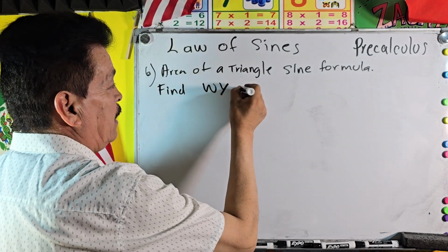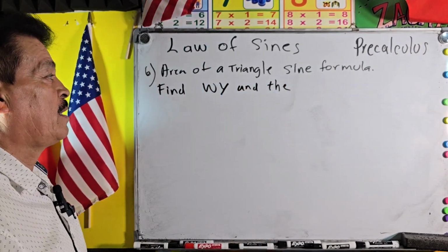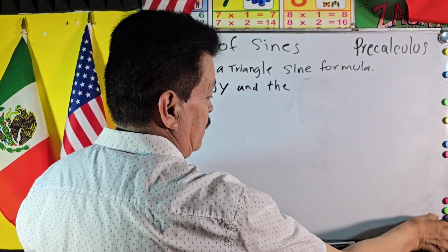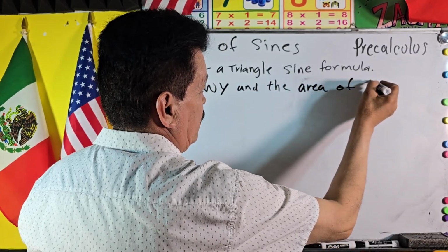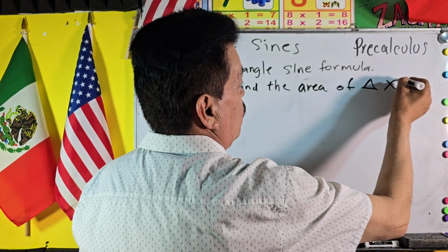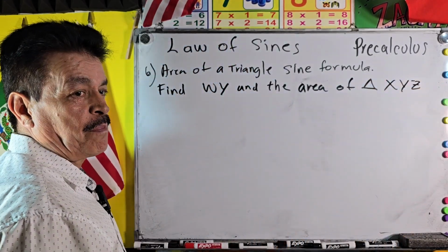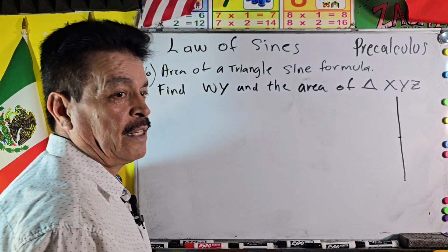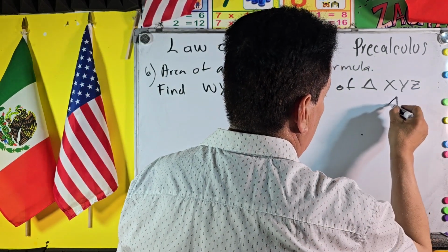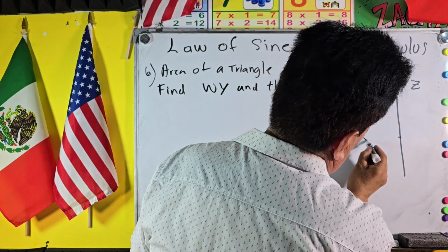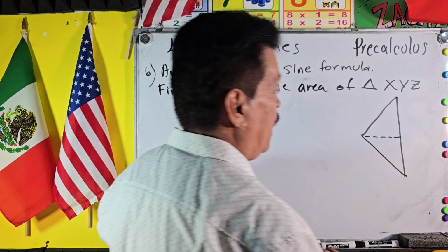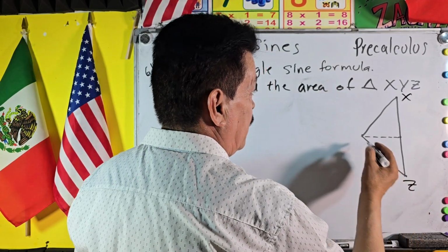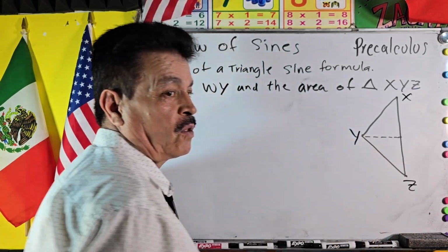Let's write the problem. The area of triangle, let's call the triangle XYZ. And then let's make the picture of the triangle. I will make the triangle right here. This is an a half, exactly an a half. I will call X right here, and then Z, and then Y over there.